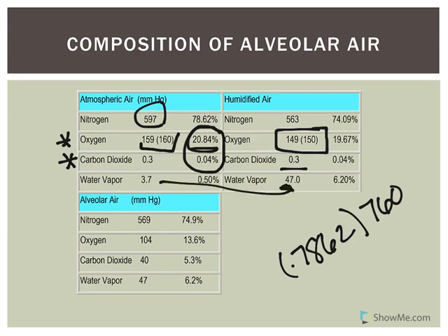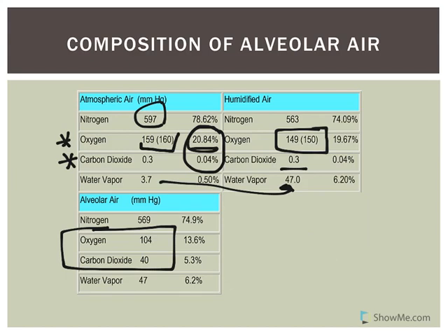Now, once we get to the alveoli, you'll notice that the pressure has changed again. Again, focus on oxygen and carbon dioxide. So why is oxygen 104 millimeters of mercury? Why is carbon dioxide 40 millimeters of mercury? It all comes because of what's happening: you have gas exchange.